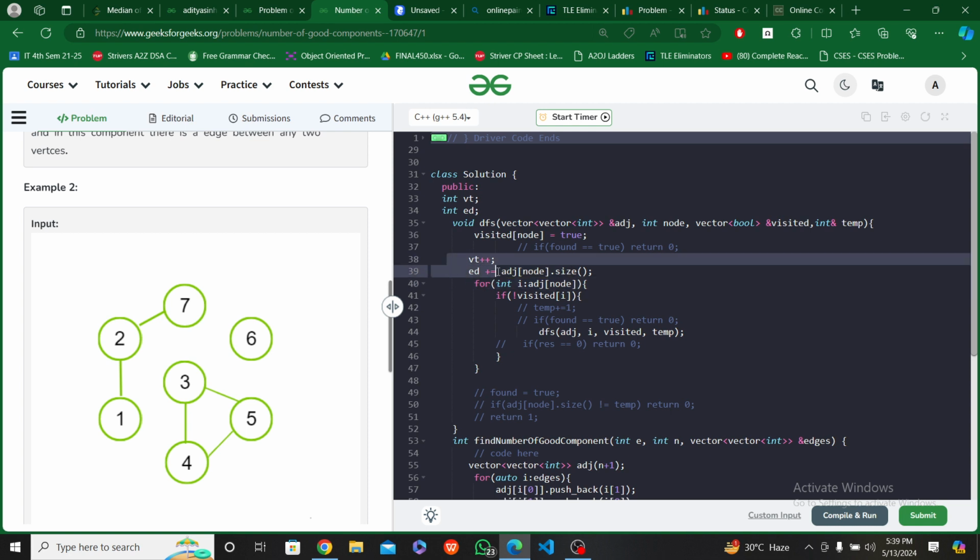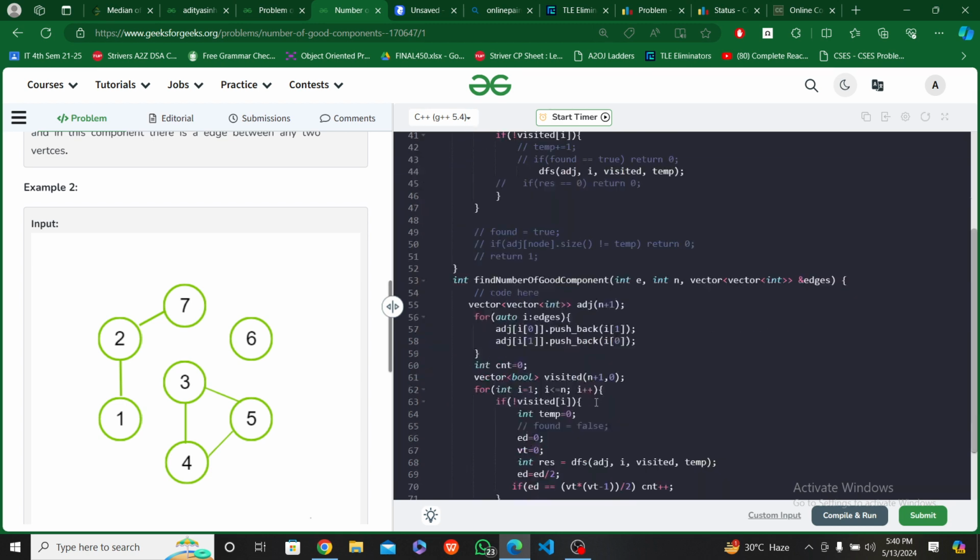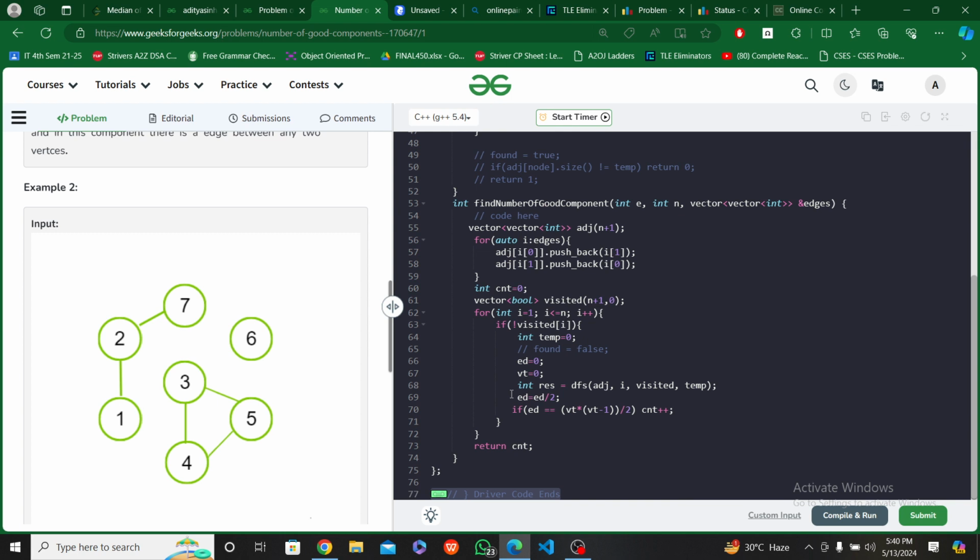We get the edge count of every node, total from every node. After doing that, we get the edges and vertices. So this is my edge count. So I will divide. We have explained that it will contribute double the edges.